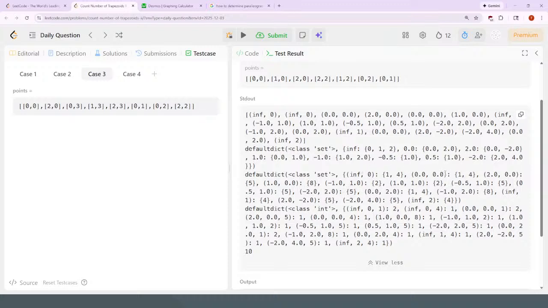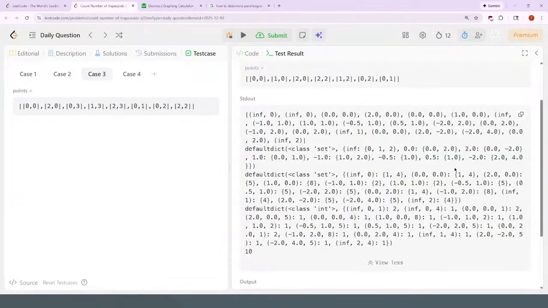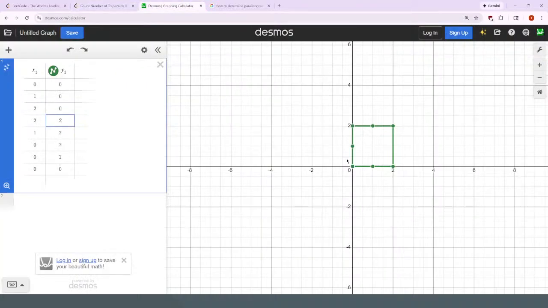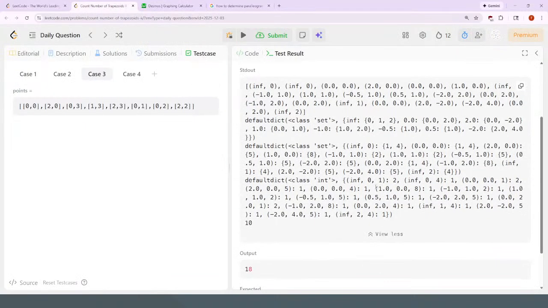0, 0. Slope is 0, y-intercept is 0, length 1 or 4. Yeah, those are the bottom ones. Slope of 2, y-intercept is 0, just 5. Slope 2, y-intercept is 0. Okay, so I think these are fine.